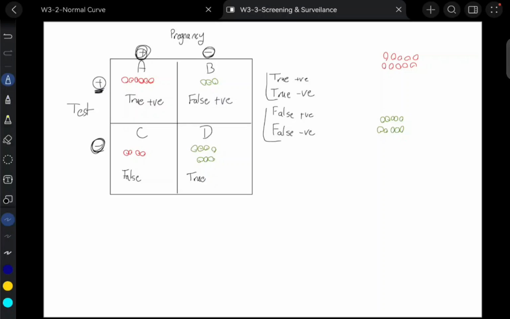So on this line, they're both positive, but one is true, one is false. On the other one, it's negative. So they're pregnant, but they tested negative, therefore it's false negative. And the last one, they're negative and they tested negative, therefore it's true that they're negative. It's true negative. Okay?